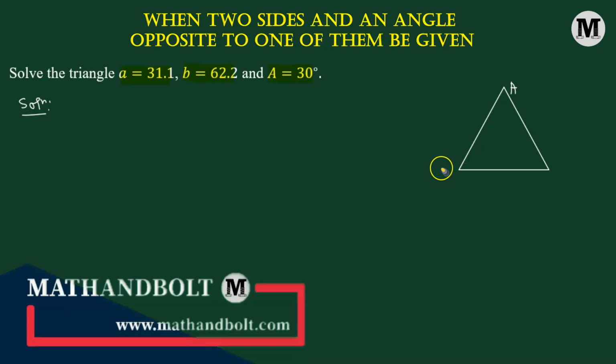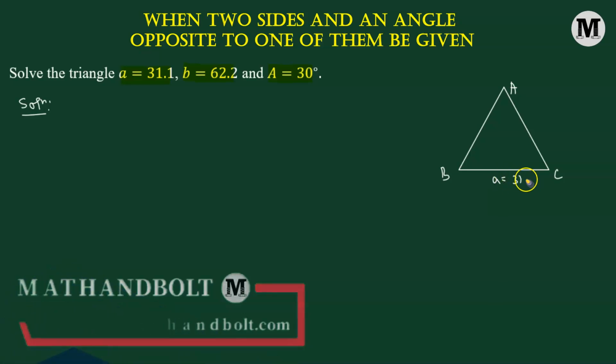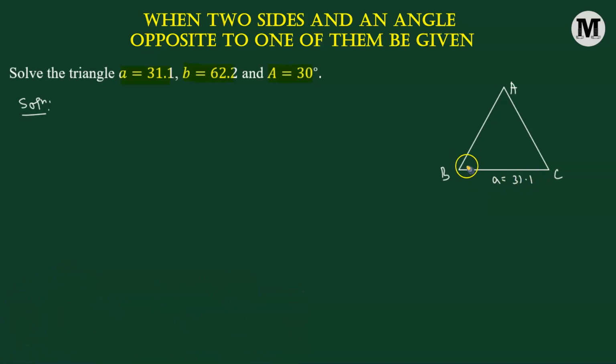Now for the triangle ABC, the side opposite to angle A will be denoted by the letter a in lowercase. It has a measure of 31.1 units. The side opposite to angle B, which is AC, will be denoted by the letter b in lowercase, that's 62.2. And then we have the angle measure for A, which is given as 30 degrees. Let's also consider the third side AB. The side opposite to angle C will be denoted by the letter c in lowercase.